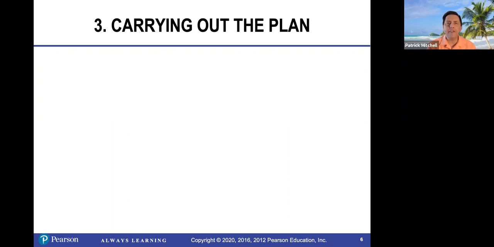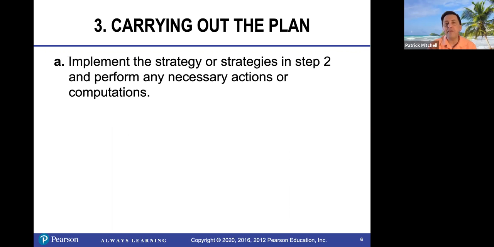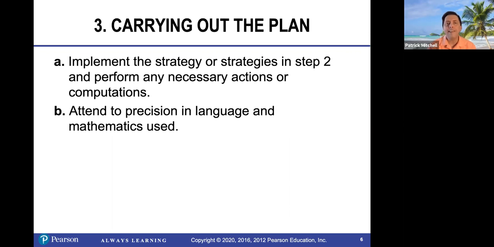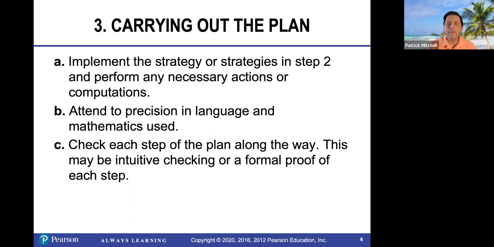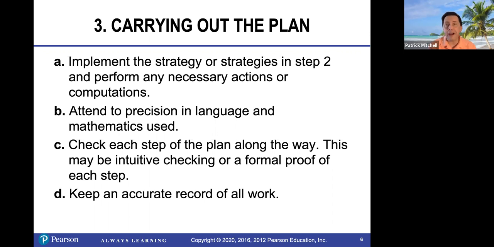In step 3 of the four-step problem solving process, carrying out the plan, that means implement the strategy or strategies in step 2 and perform any necessary actions or computations. Attend to precision in language and mathematics used. So, try not to be sloppy or, as I sometimes say, phone it in. Do try to be careful with everything that you write. Check each step of the plan along the way. This may be intuitive checking or a formal proof of each step. Keep an accurate record of all work.